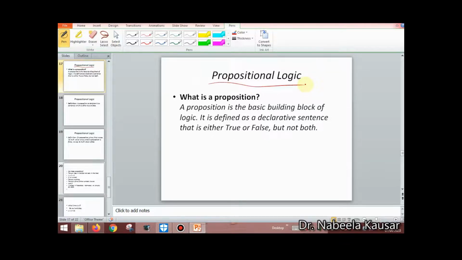First, what is a proposition? A proposition is the basic building block of logic. It is defined as a declarative sentence that is either true or false, but not both. So a proposition is a declarative sentence which is either true or false, but it cannot be both true and false at the same time.